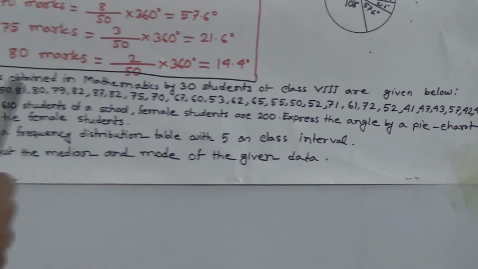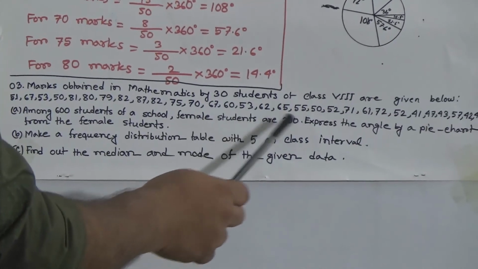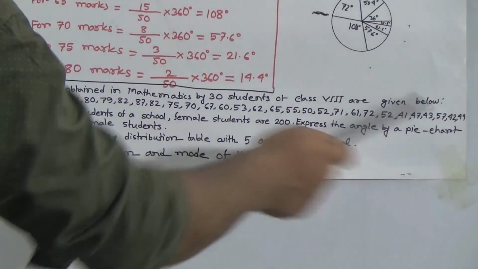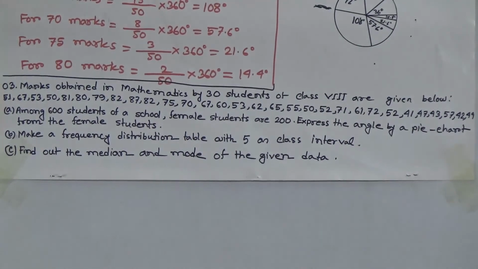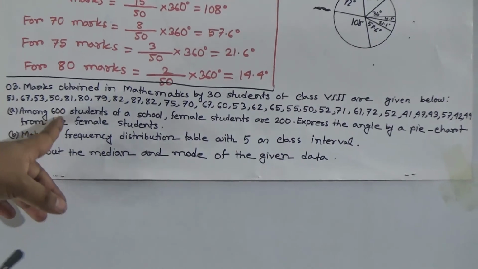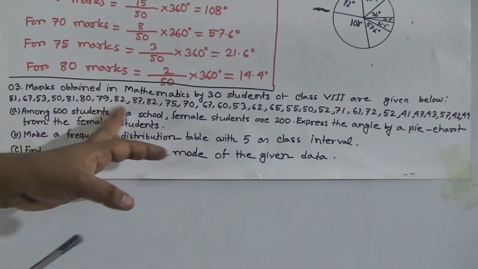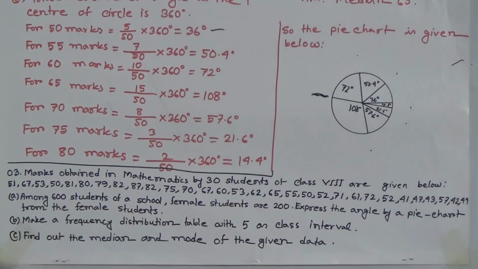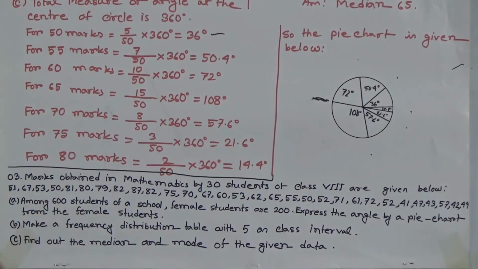Question number A, among 60 students of a school, female students are 200. Express the angle by a pie chart for the female students. That means we know that for 60 students the angle is 360. For one student what? For 200 students what? After that we get the required angle. Then we show the angle in the pie chart.